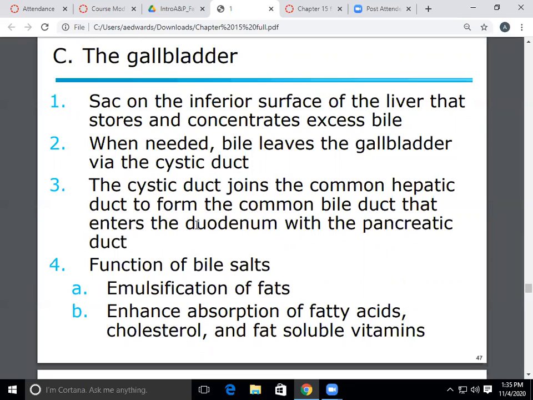So the material in bile are bile salts. And what do they do? They emulsify or break down fats. And by doing that, they enhance absorption of fatty acids, cholesterol, and fat-soluble vitamins. Okay, so by breaking them down, they're able to be dissolved and absorbed into the bloodstream.